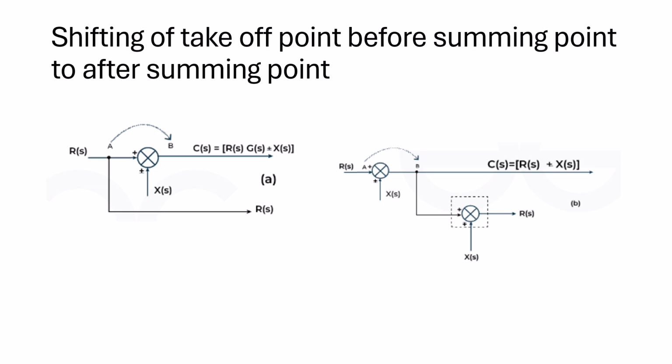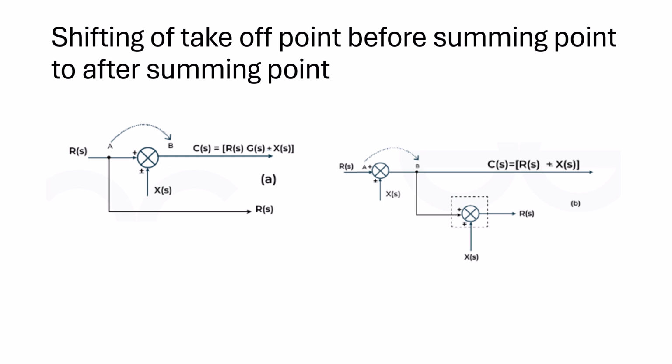If we shift or take off a point from before a summing point to after a summing point, here we have RS. We are taking RS. Now, if you want to shift this point after the summing point, then what you have to do, here we have RS and X(s) here. Now, here we have RS that is getting added with X(s). So here we are getting RS into GS equals to plus minus XS. Obviously, this is our RS. And if the gain of the path is GS, then that is getting added to plus minus XS.